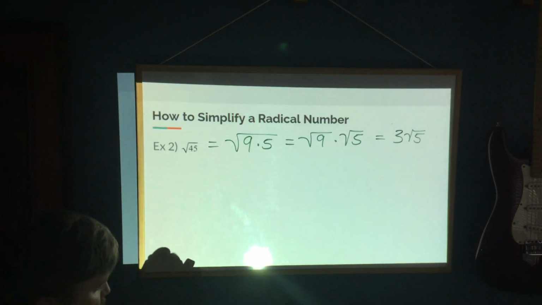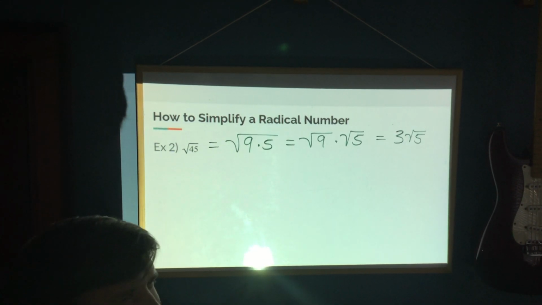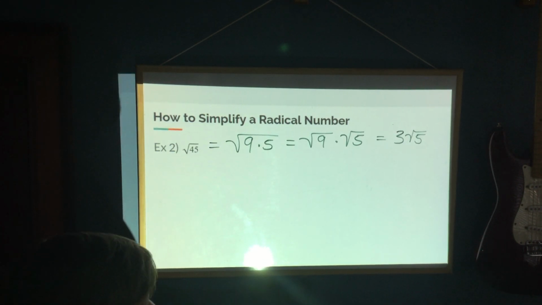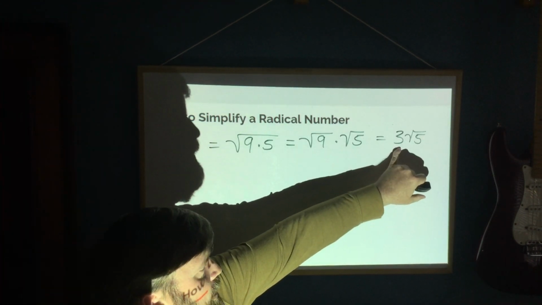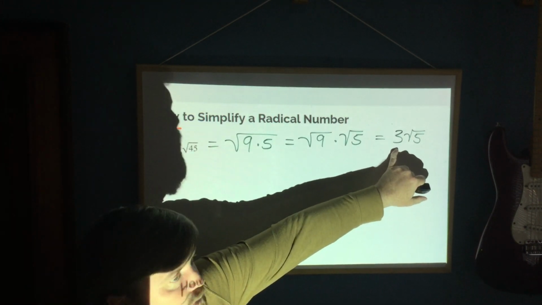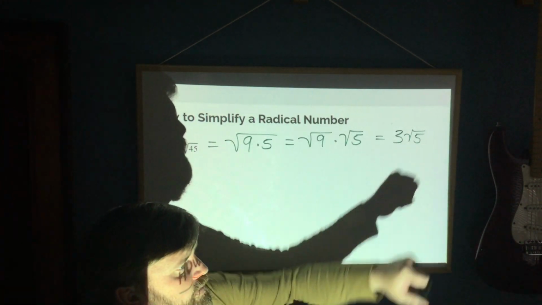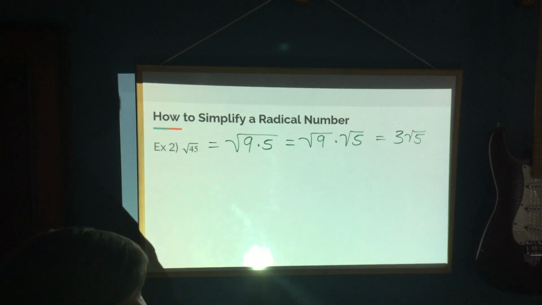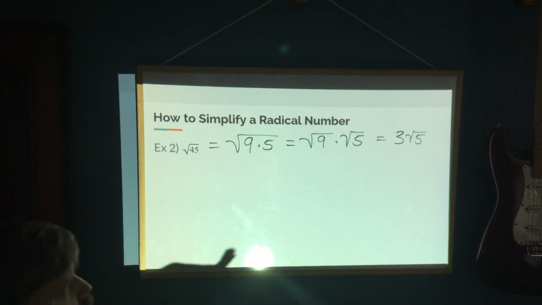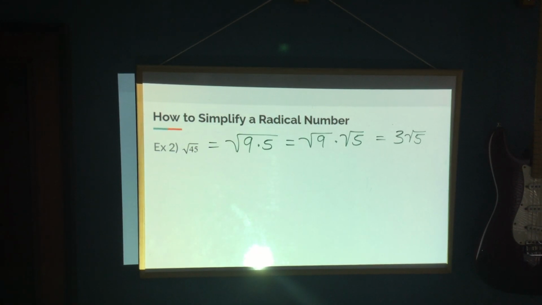All right, 3 square roots of 5, I know that sounds kind of weird to your ears, but that's how you say it. 3, how many square roots of 5 do we have? 3 of them, 3 square roots of 5. It just means 3 times the square root of 5. Just like 3x means 3 times x. Same sort of idea behind the notation.